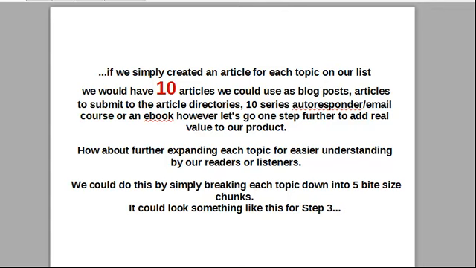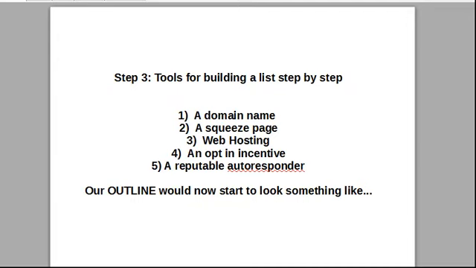How about further expanding each topic, or each of our 10 topics in my case here, for easier understanding by our readers or listeners? We could do this by simply breaking each topic down into 5 bite-sized chunks. It could look something like this if we were to use step 3 for my example of build a list step by step. So step 3, tools for building a list step by step: get a domain name, get a squeeze page, get web hosting, get an opt-in incentive, and a reputable autoresponder.